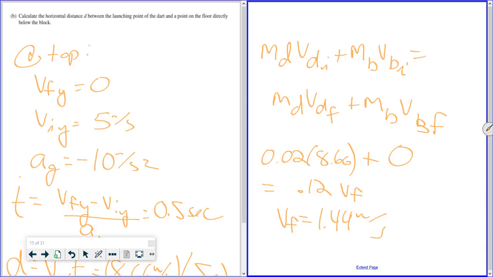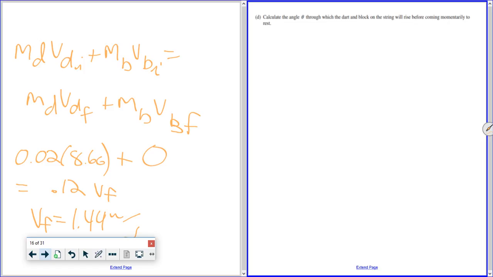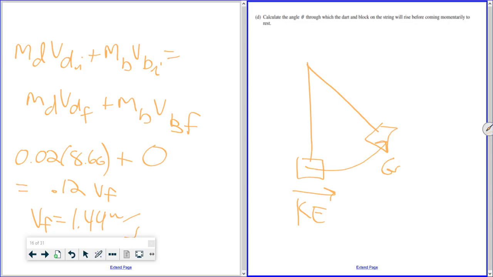Any problems? All right. So now part D says calculate the angle through which the dart and the block on the spring will rise before momentarily coming to rest. So the idea is immediately after the collision, I've got all this velocity, which I can think of as kinetic energy, right? As it swings up, we lose kinetic energy but gain GPE, right? So if I call this a height of 0, then I can just set this KE equal to this GPE.